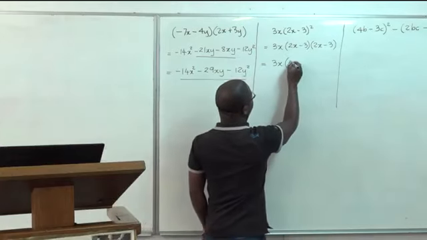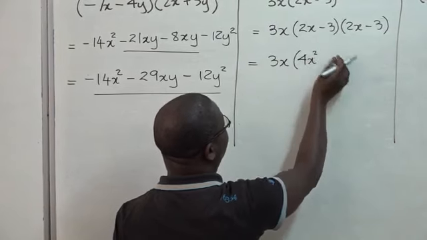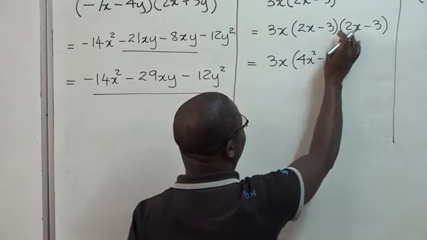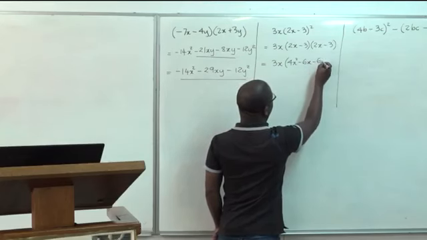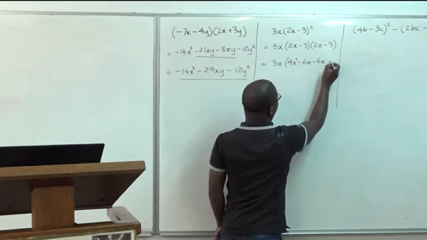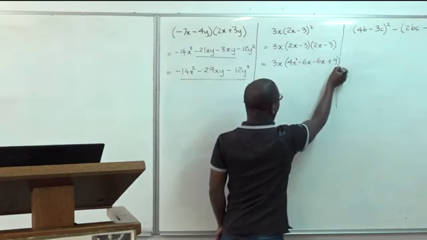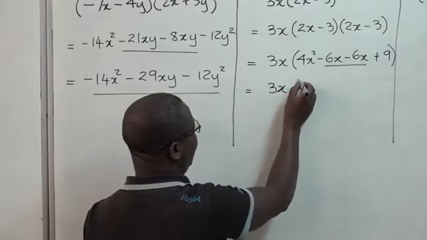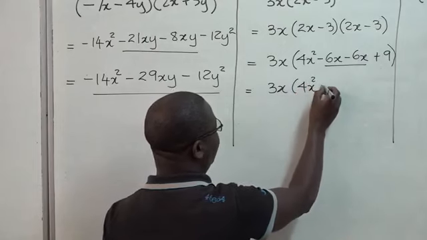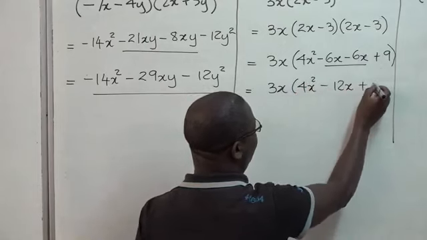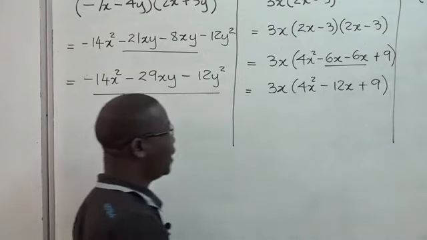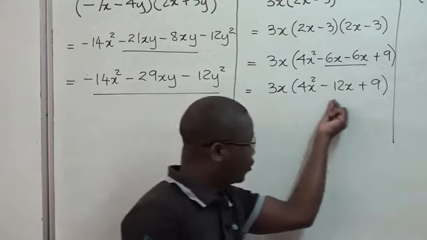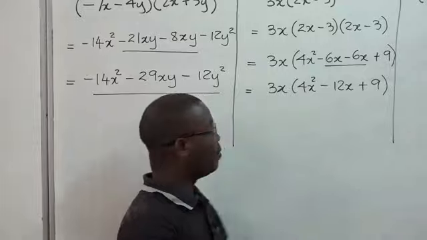2x times 2x, it gives us 4x squared. 2x times minus 3, it is minus 6x. Minus 3 times 2x is minus 6x. Minus 3 times minus 3, it is plus 9. We then simplify the like terms. That gives us 4x squared minus 12x plus 9. Then at this stage, I can then multiply this monomial with the trinomial that we have created inside the bracket.